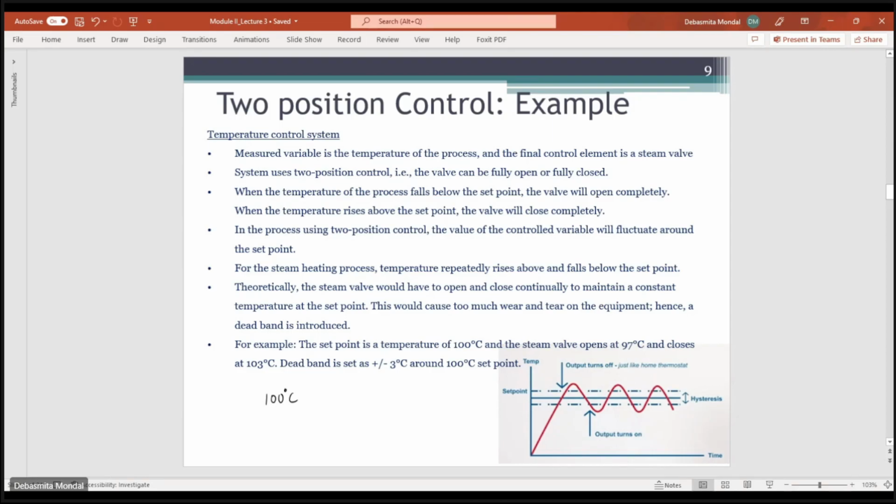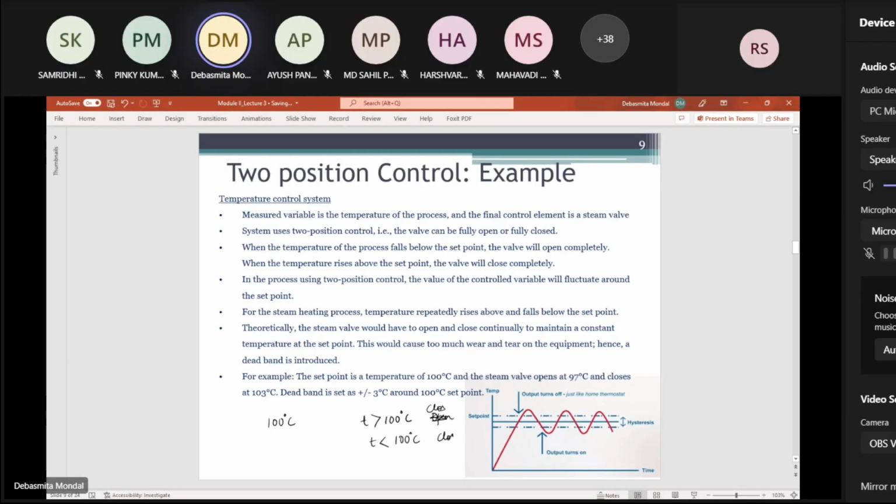But obviously, if the valve is continuously opening and closing, there will be too much wear and tear on the equipment. So in that case, we introduce a deadband. For example, if you introduce a deadband of, let's say, plus minus 3 degrees centigrade, then initially, when the temperature was greater than 100 degrees, the valve was closed, and when it was less than 100 degrees, the valve was open.